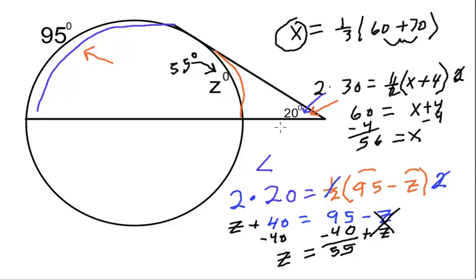Again, what you did in your example, you tried to subtract 95, the arc, minus 20. And 20 is not an arc. 20 is the measure of an angle.